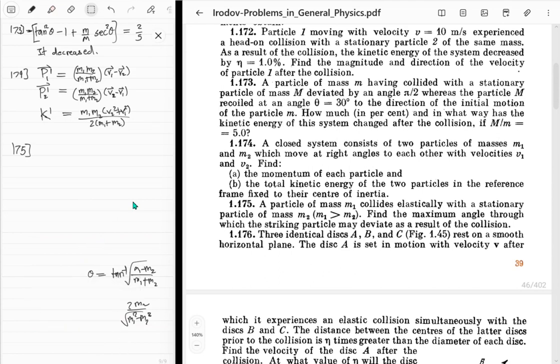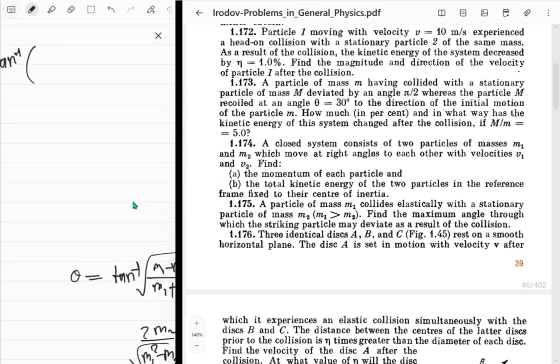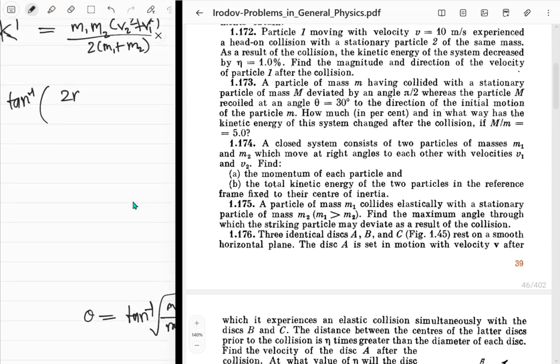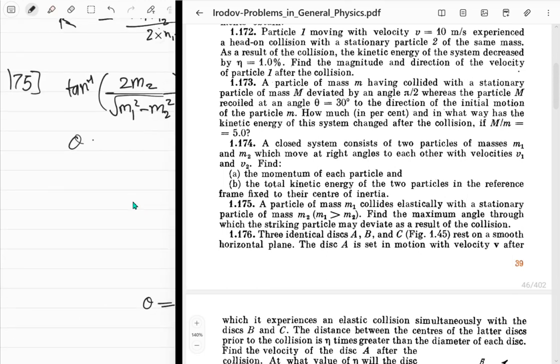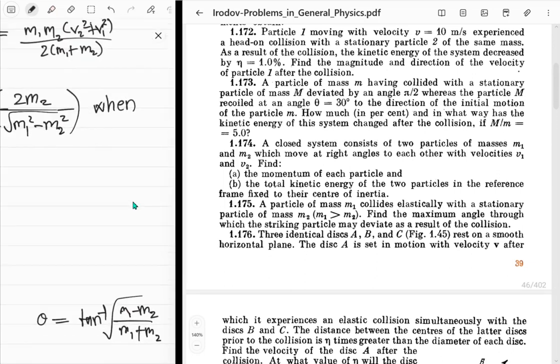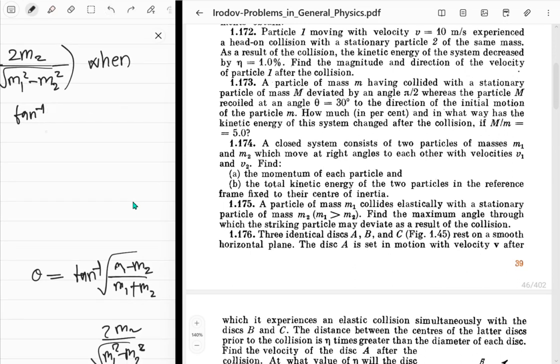So let's write this out. It's going to be tan inverse of 2m2 upon square root of m1 squared minus m2 squared, when theta is equal to tan inverse of the square root of m1 minus m2 upon m1 plus m2. That should do it.